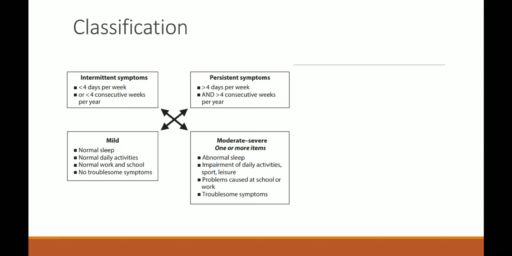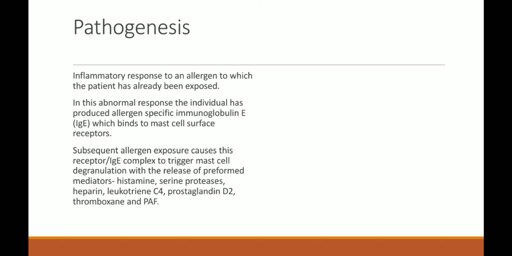When the symptoms don't cause any disturbance in sleep, that is, the patient is having normal sleep, normal daily activities, normal work, normal school activities, no troublesome symptoms, then we call it mild. But when these symptoms are causing disturbance in the sleep, that is abnormal sleep, impairment of the daily activities, some problems in school or work, and troublesome symptoms, then we call it moderate to severe allergic rhinitis. So, what is the pathogenesis?